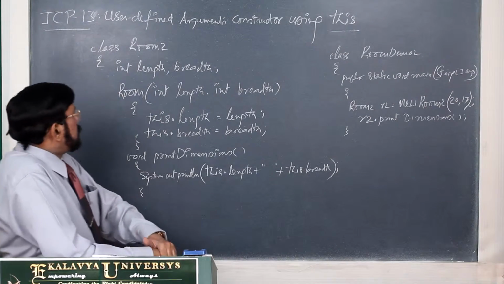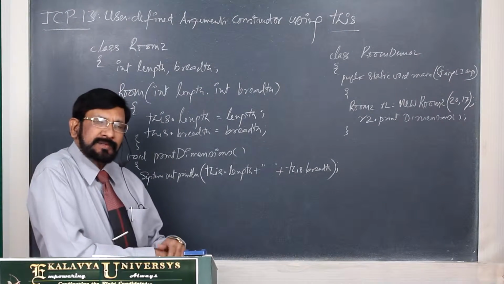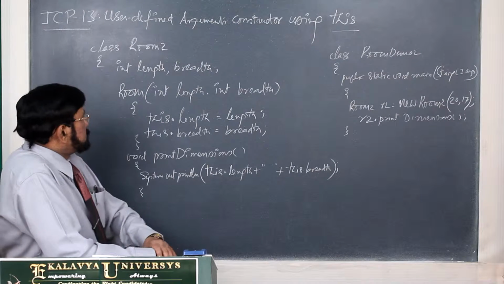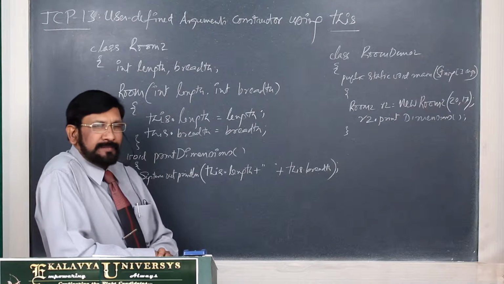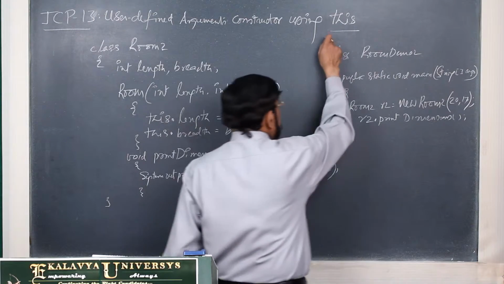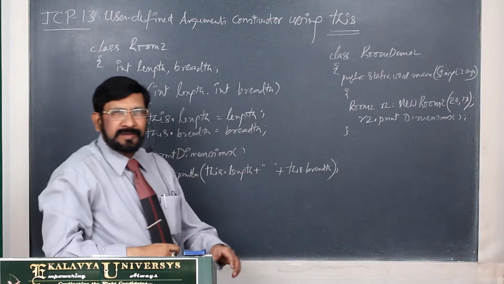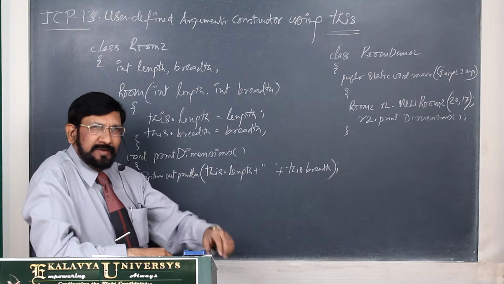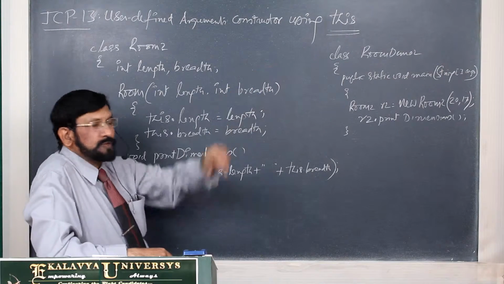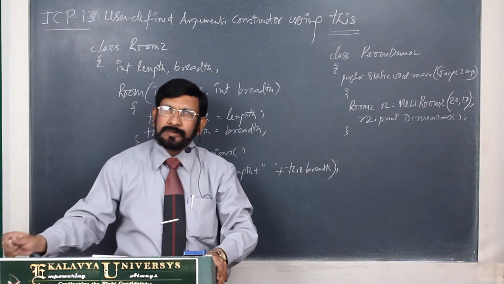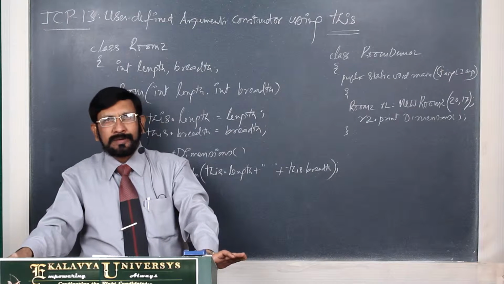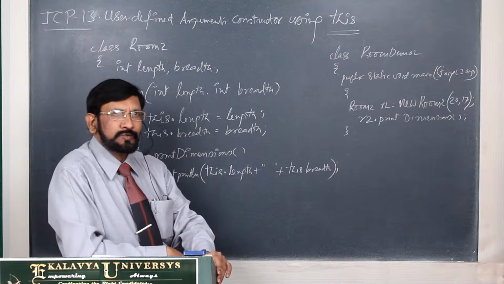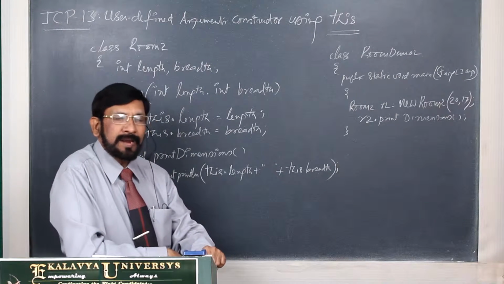Hello friends, now I am explaining concept number 13 in the Java concept pool. This is the user defined arguments constructor. In the previous concept I explained the user defined arguments constructor. Here I am showing you a little variation by using this. When you use this, the code will be more realistic, and you can avoid using fictitious names for parameters.